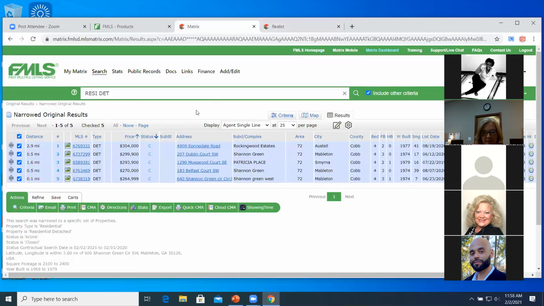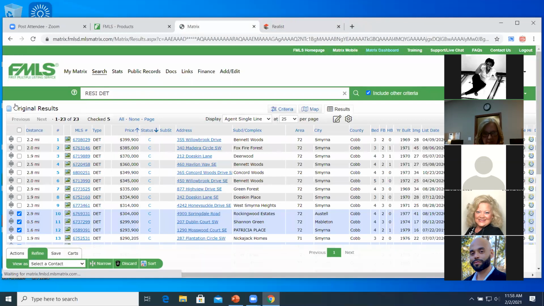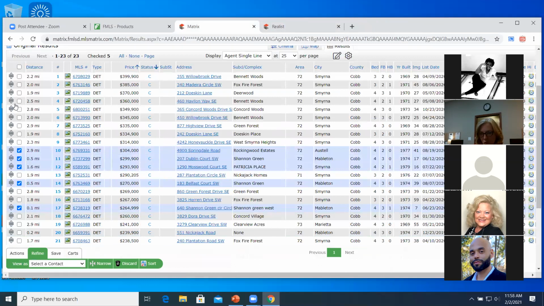I'm gonna close that. So I save it. So if I go back to the original results. Can you show me which link you went to for the quick CMA again? I missed that one. Yep, sure thing. If we go down here to actions, see, we've got those checked, and you go over here to quick CMA in the green bar down here. It'll bring that up.